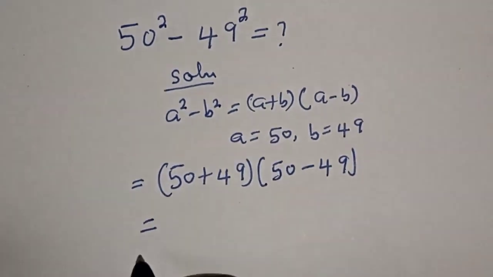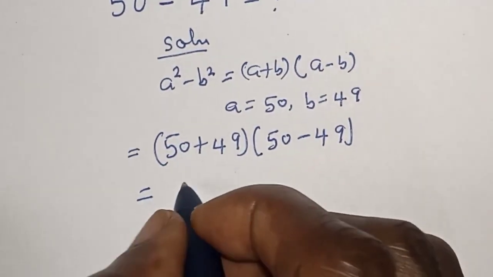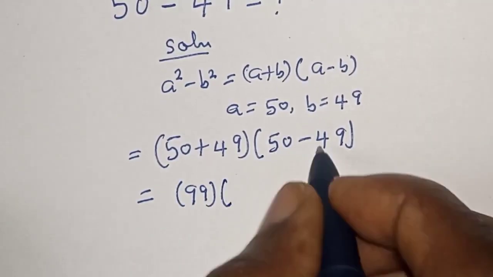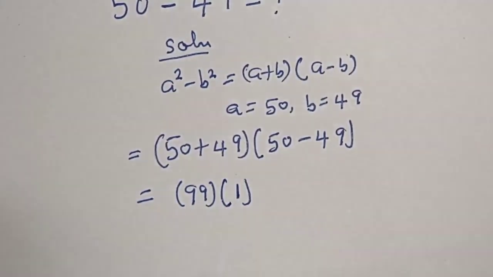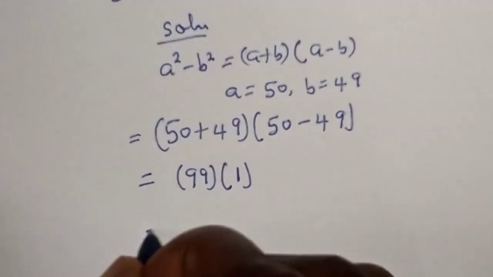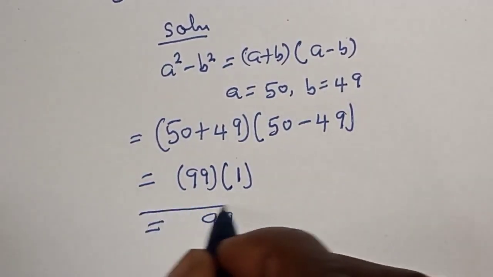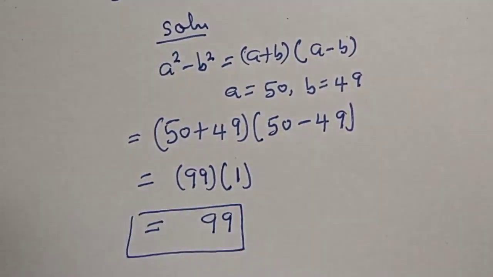This is equal to 50 plus 49, that is 99, bracket 50 minus 49, that is 1. And if you multiply 99 times 1, it's equal to 99. And this is our final answer.